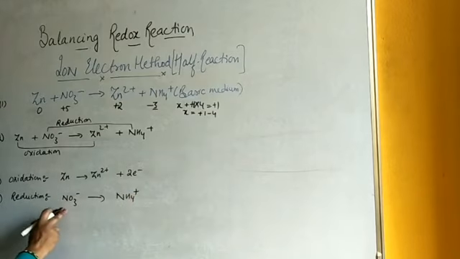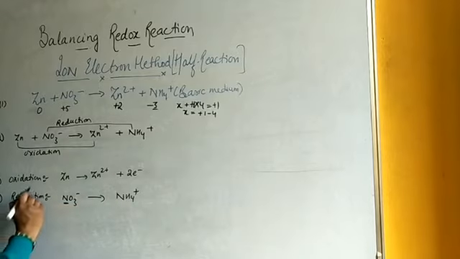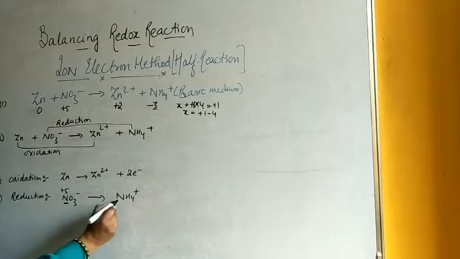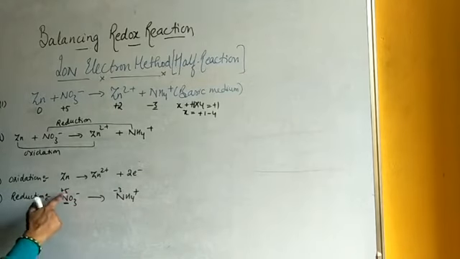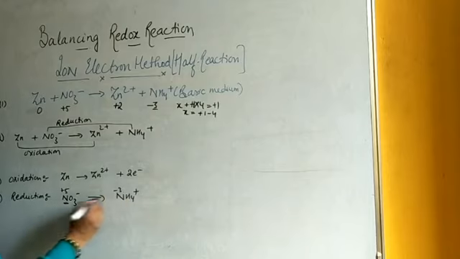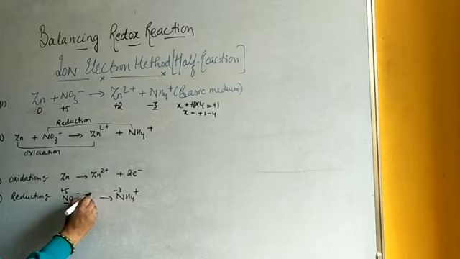Here it is reduction. You can see here that the nitrogen oxidation number was how much? It was plus 5. And here it has reduced to minus 3. So plus 5 falls down: plus 4, plus 3, plus 2, plus 1, 0, minus 1, minus 2 and minus 3. So it is getting 8 electrons. So we have to add, students, here 8 electrons.